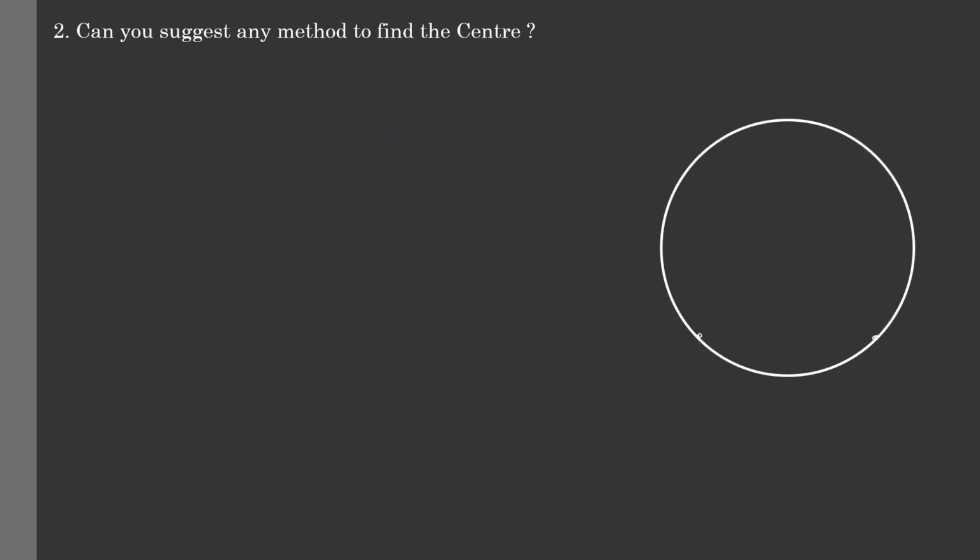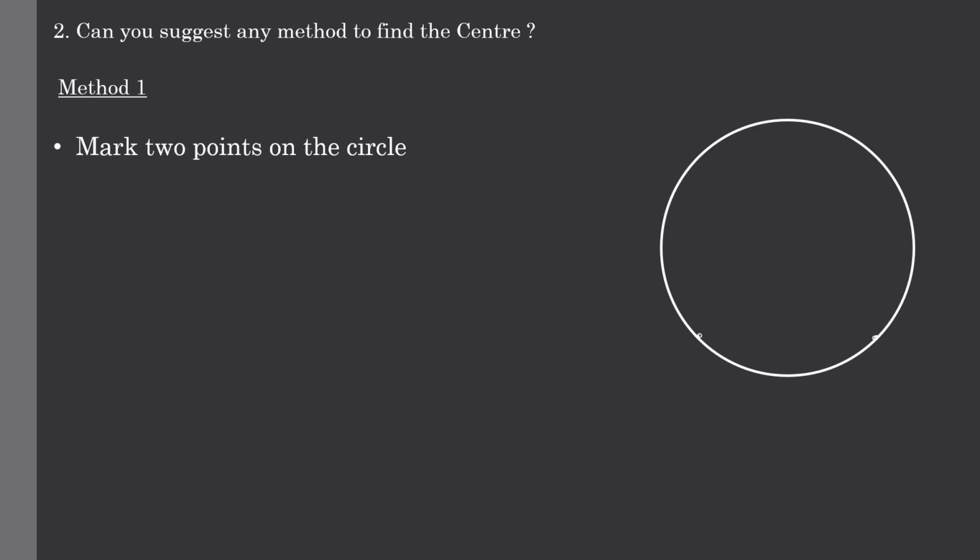So, can you suggest any method to find the center? You may have some idea, correct? So, carefully think and tell me, is there any method to find the center? You have already drawn a circle using the bangle you have. I have already mentioned that the distance from the center to any point on the circle is the same. Okay, I will give you a clue.